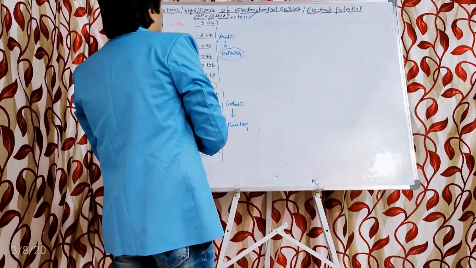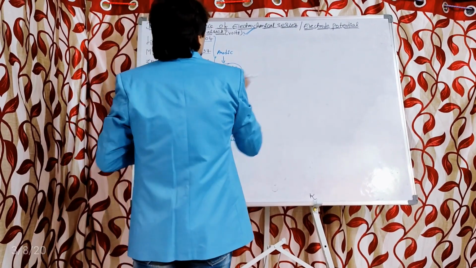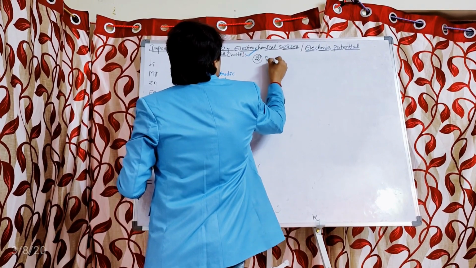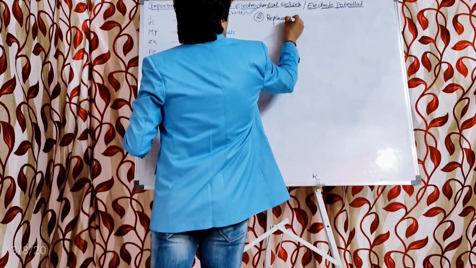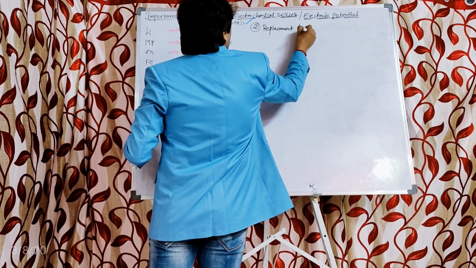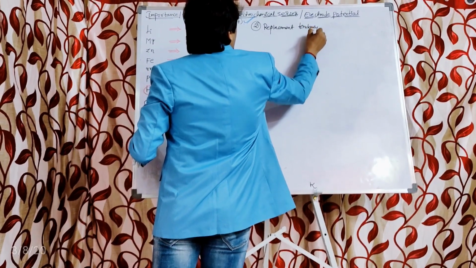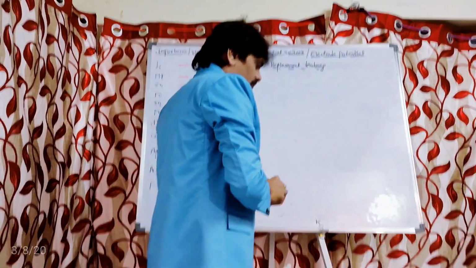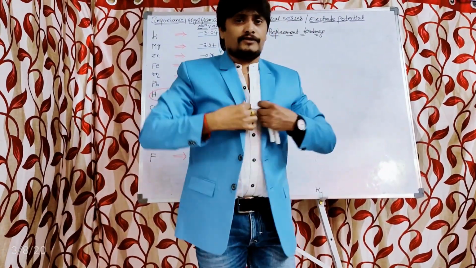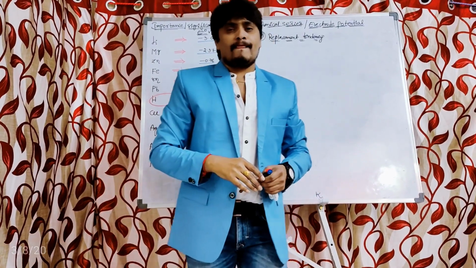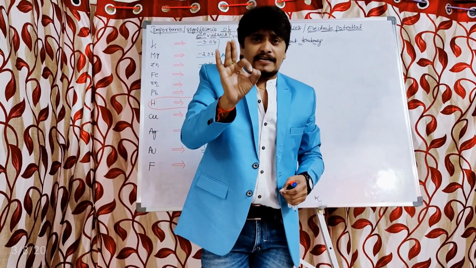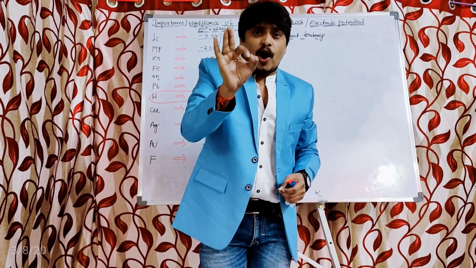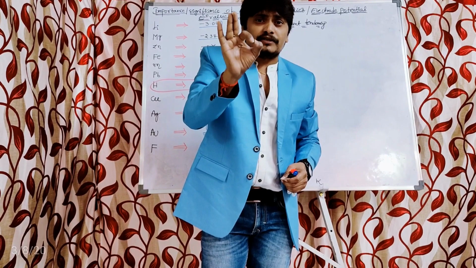The second significance of the electrochemical series is that it gives information about replacement tendency. Now listen carefully. Replacement tendency. The higher the standard reduction potential value, the greater is the tendency of the electrode to assume the reduced form.